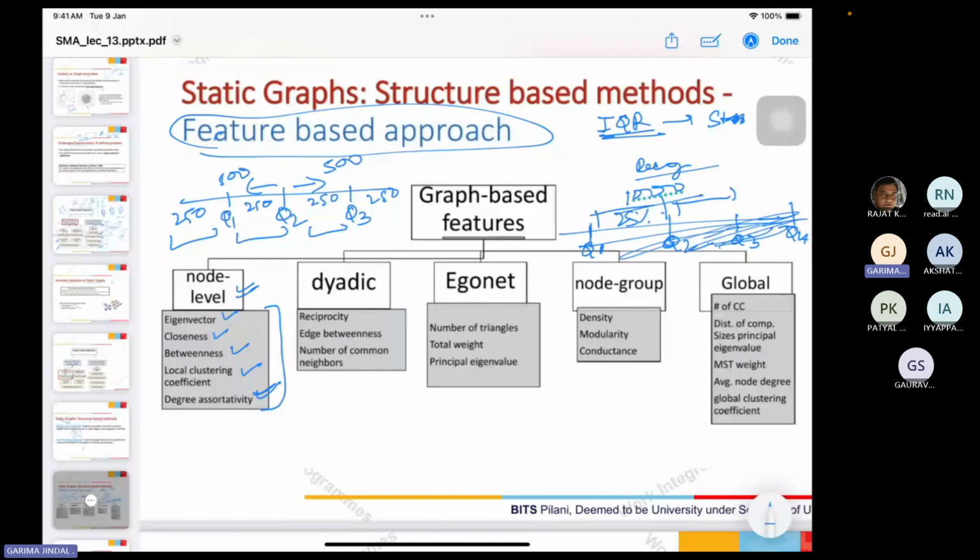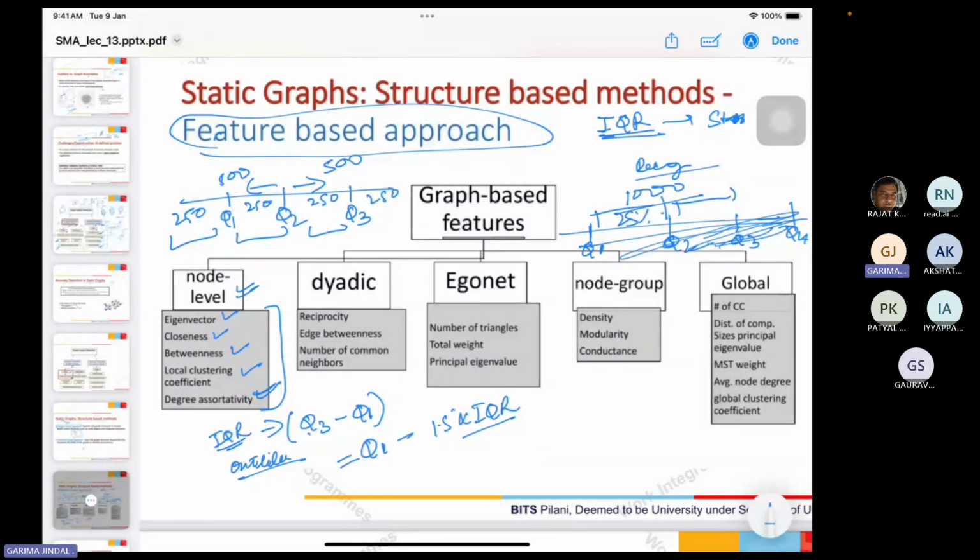Now we try to identify the interquartile range. Interquartile range is Q3 minus Q1. Now you will try to identify the outliers using the IQR method. So how do we identify the outliers using the IQR method? This is the interquartile range. Now the lower bound is Q1 minus 1.5 times IQR.